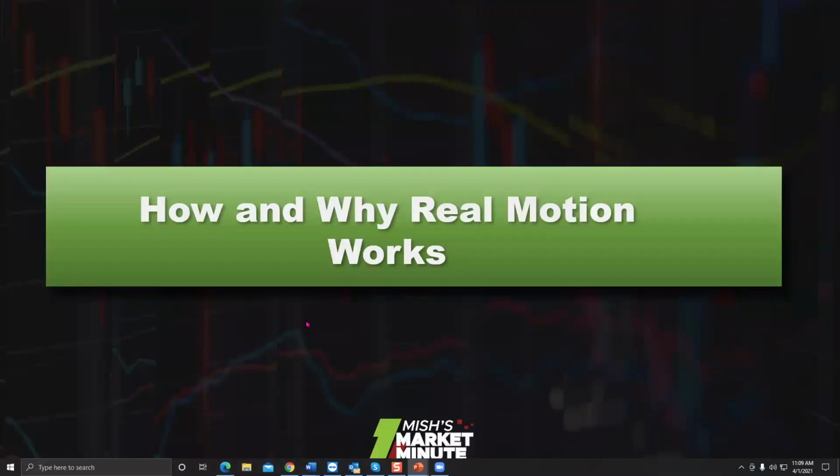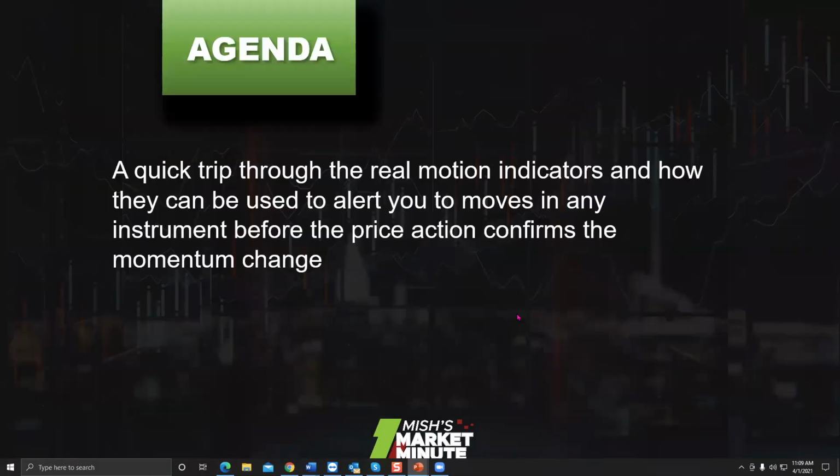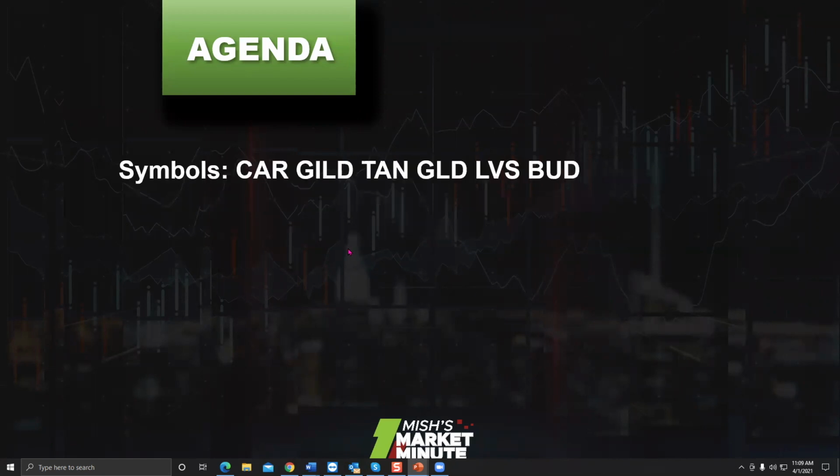So we're calling this segment How and Why Real Motion Works. So basically, my goal for you today is to take you through a quick trip through the real motion indicators, how they can be used to alert you to moves in any instrument before the price action confirms the momentum change. And we're going to do not only an evergreen lesson, as I mentioned, but we're also going to take you through a few symbols here. CAR, which is Avis; Gilead, TAN, the ETF for solar; GOLD, GLD; Las Vegas Sands, and Budweiser.